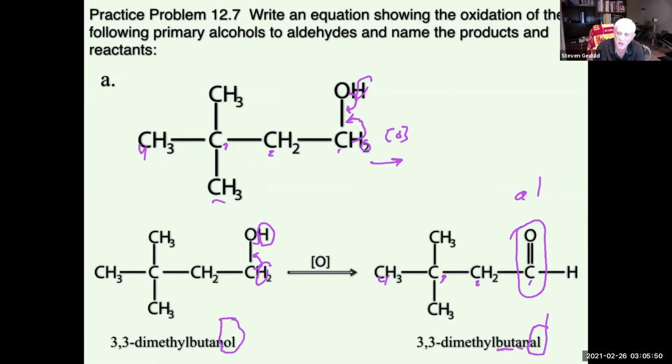Okay, an aldehyde is always at the end, so it's always in the number 1 position. You have to put a number there. And then it tells you there's 2 methyl groups attached. 3,3-dimethyl. At number 3 and number 3, there's 2 methyl groups. Okay.